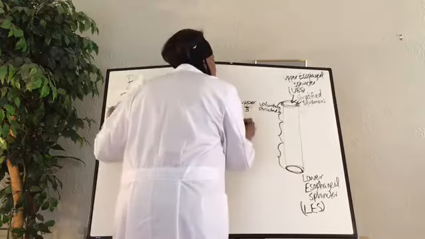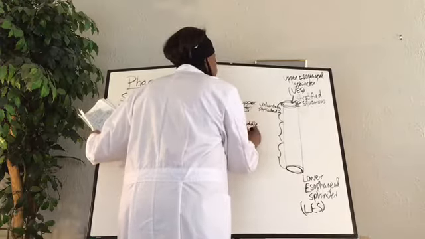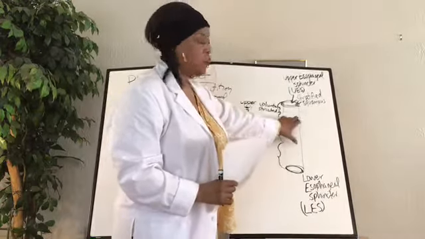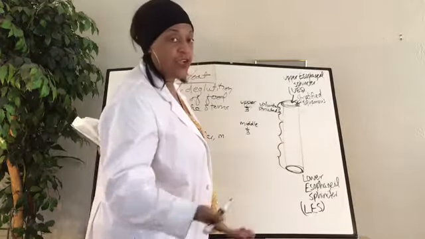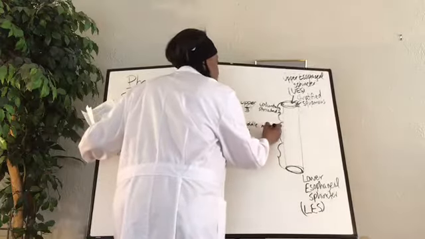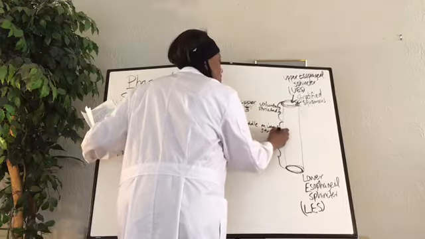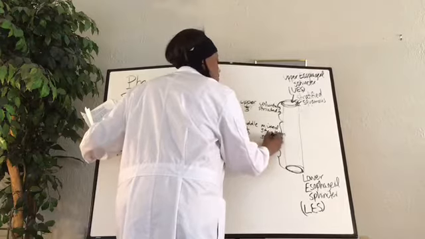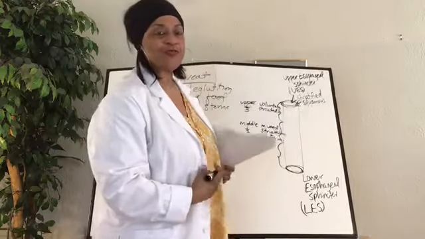Here in the middle 1/3. This middle 1/3 of the esophagus is going to be a mixed area of striated and smooth. So this is mixed here. You have striated muscle here and smooth muscle. So what do you remember about smooth muscle?